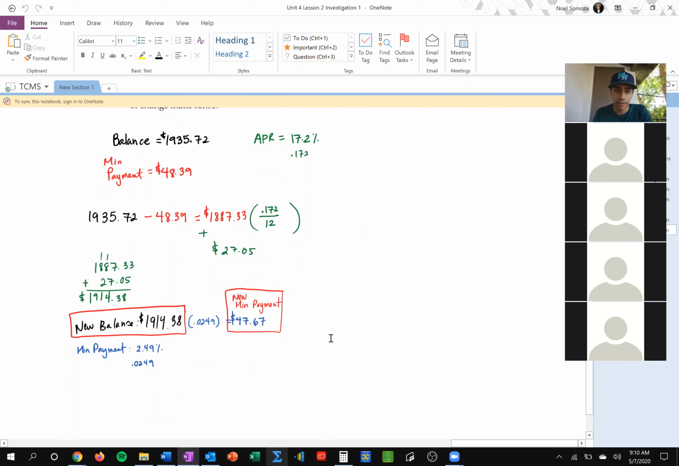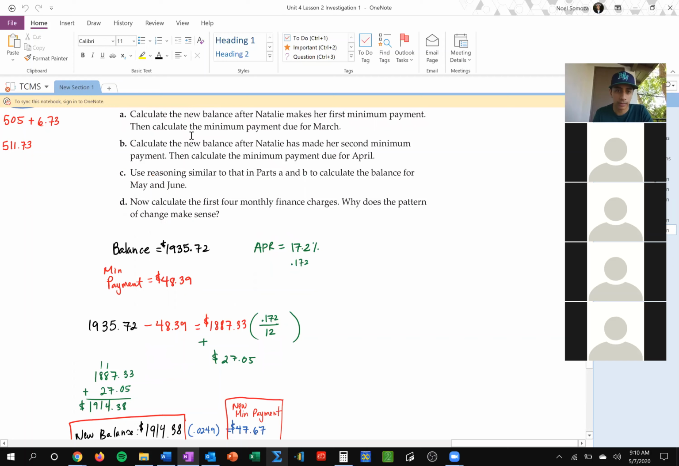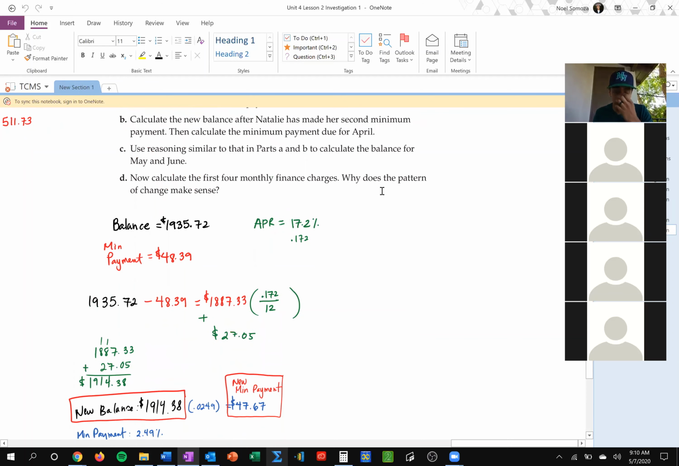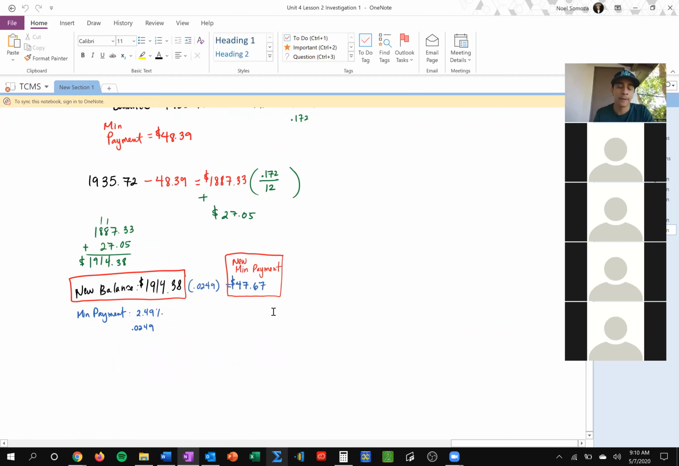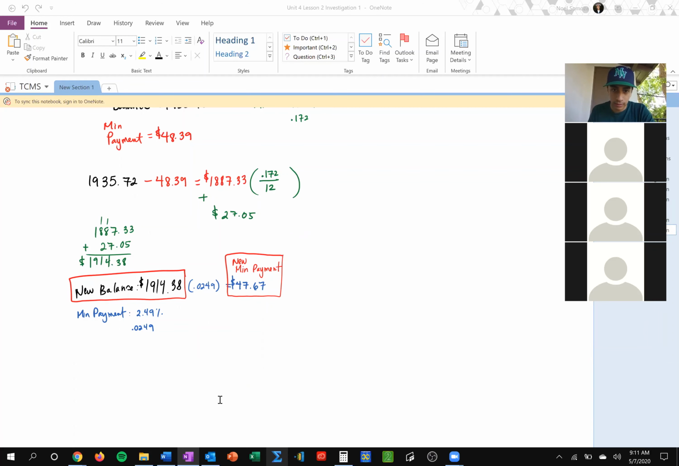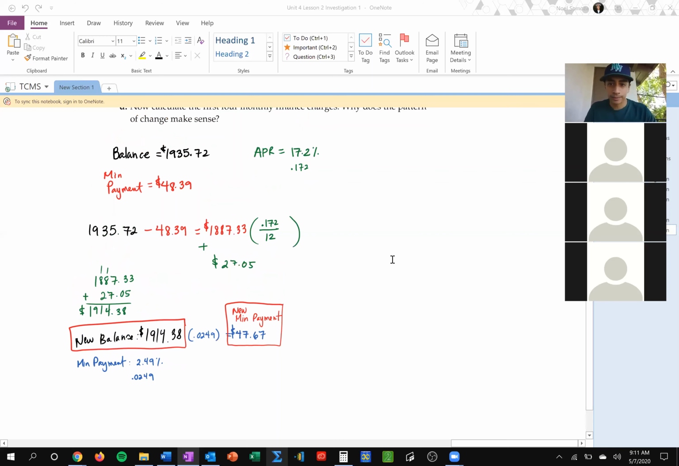All right, so basically we answered the first part, because we made her first minimum payment and calculated the minimum payment due for March. Then we calculate the new balance after Natalie has made her second minimum payment. So now we use what we got here to run this one more time to find out the new balance with the new minimum payment for the next month. Okay, let's go ahead and try that.